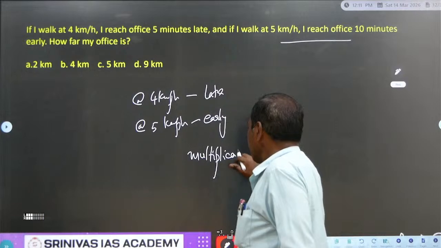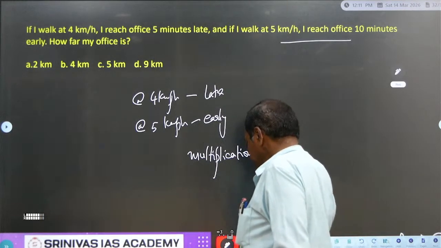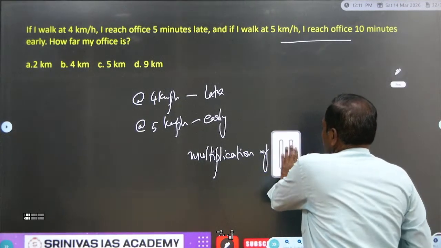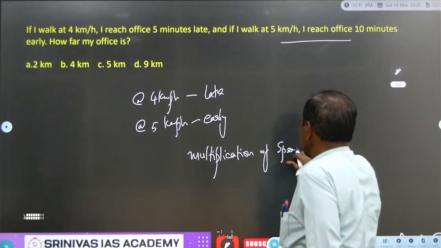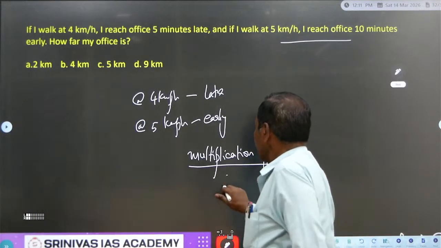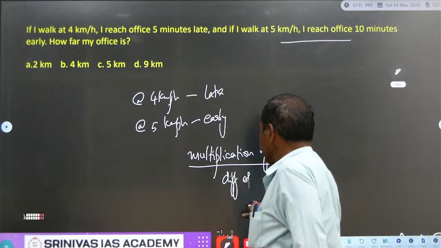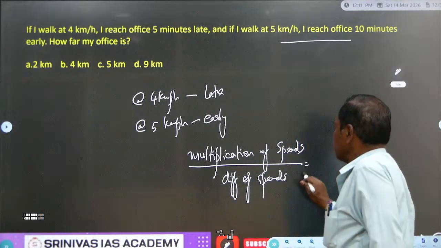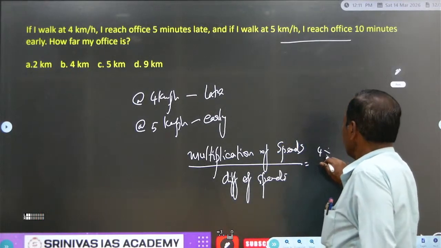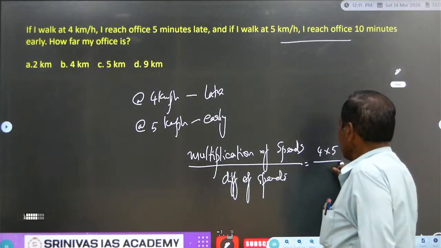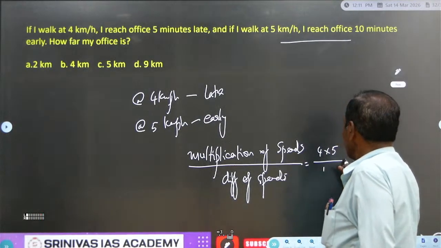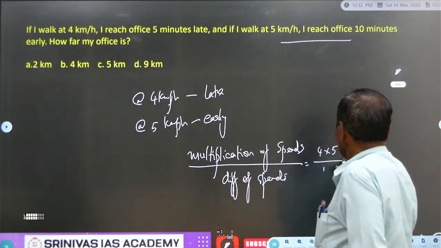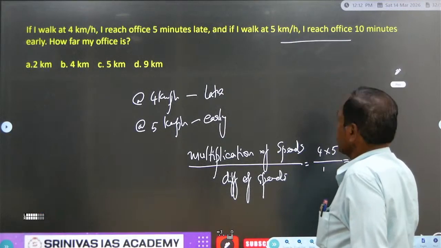multiplication of speeds by difference of speeds. Multiplication of speeds is 4 into 5, by difference of speeds, which is 1. But is any time given? Nothing is given. Okay. Yeah, 20 is right.